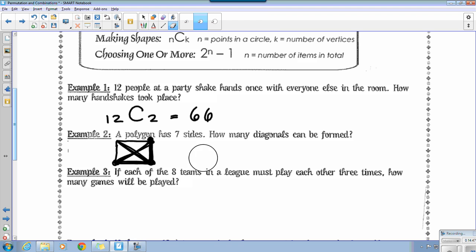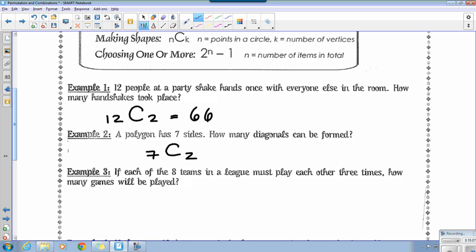So in our case, we have a 7-sided shape, a septagon. 7 sides, that means I need to take from those 7 corners, I need to choose 2 of those corners, and that will produce all the lines in there, edges and diagonals. So to figure out just the diagonals, I subtract 7. So 7 choose 2 minus 7, and we get 14.